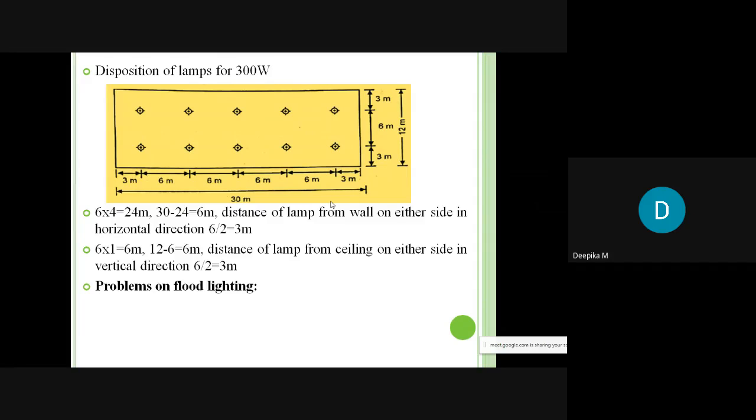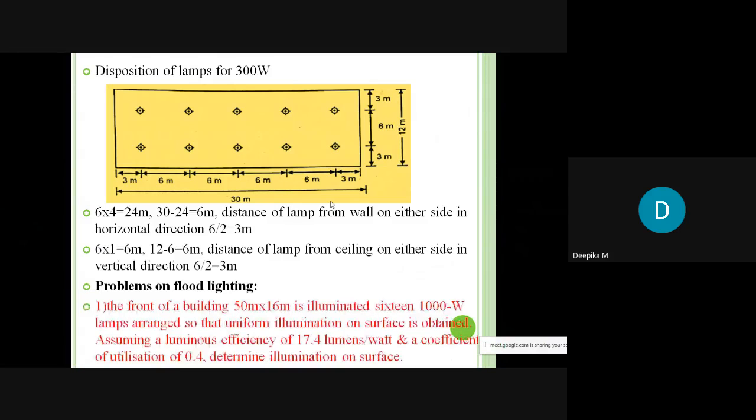So the front of a building which is having 50-meter length and 16-meter width is illuminated by 16,000 watt lamps. As I told you, floodlighting is nothing but what? It is used to flood a larger area, or it is usually used in lighting the monuments, ancient buildings, and also in stadiums and all the large spaces.